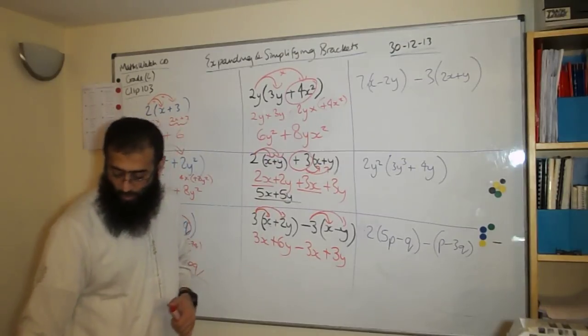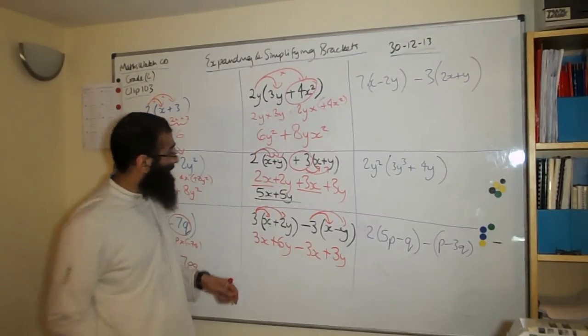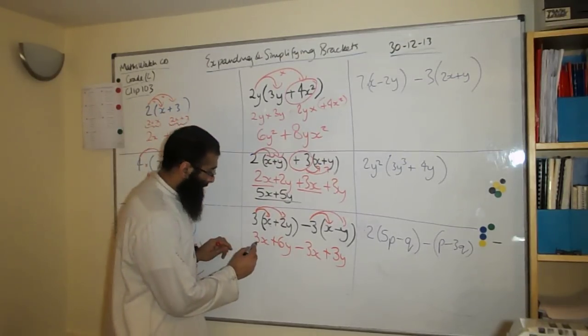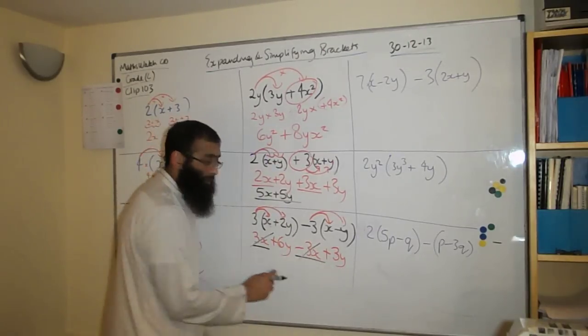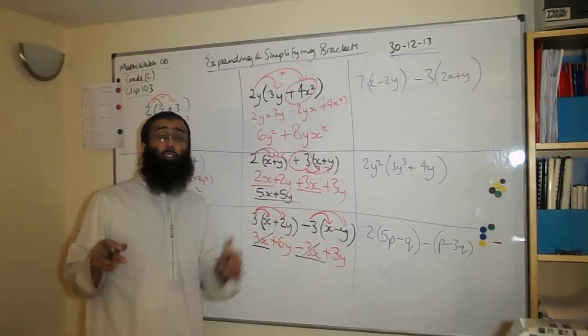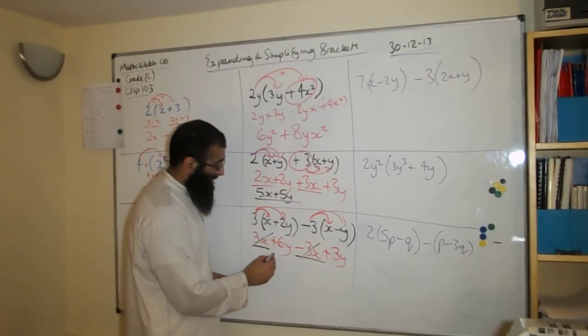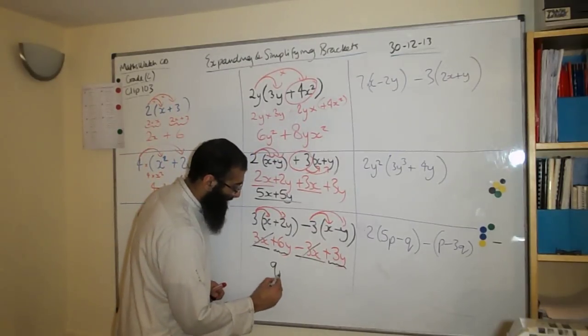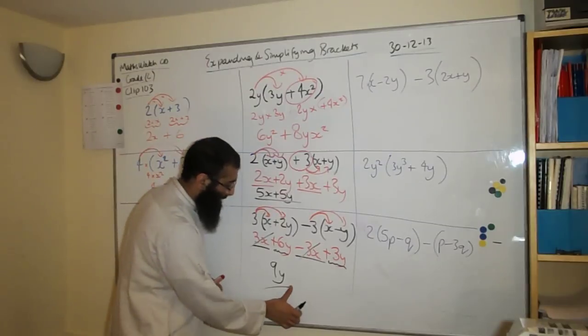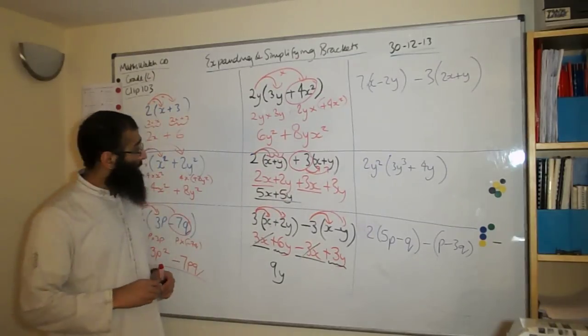So in this particular question here, what we need to do is a further line of simplification. So we have 3x minus 3x, that will give us 0x, nothing. The x is gone, they've evaporated. We have 6y and we have another 3y. So the final answer will only be 9y. And that's it. 9y.